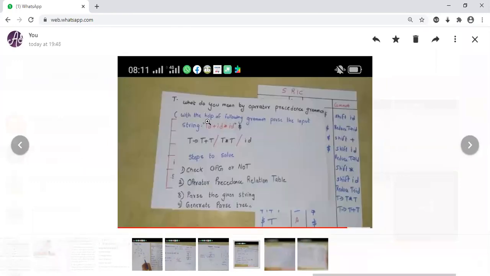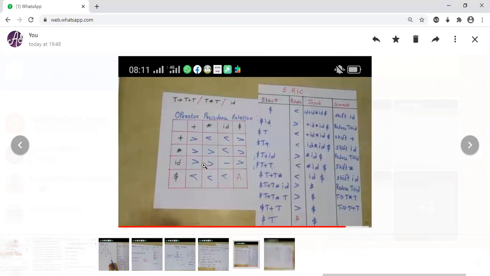Now, next one: what do you mean by operator precedence grammar? With the help of the following grammar, parse the input string id plus id asterisk id dollar. Here we have T that derives T plus T, T star T, and id. The steps to follow: first, check whether this grammar is operator precedence grammar or not. Second, build the operator precedence relation table. Then parse the given string through that and generate the parse tree. So these four steps we have to follow when dealing with this kind of grammar.